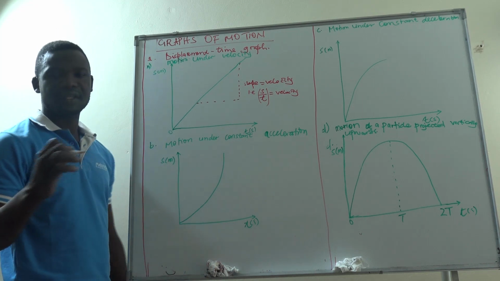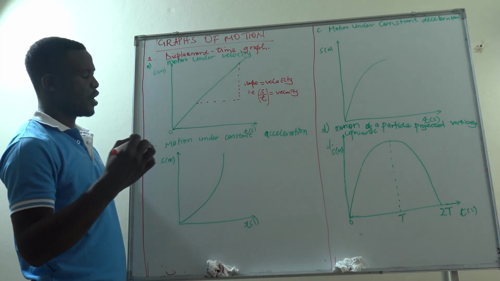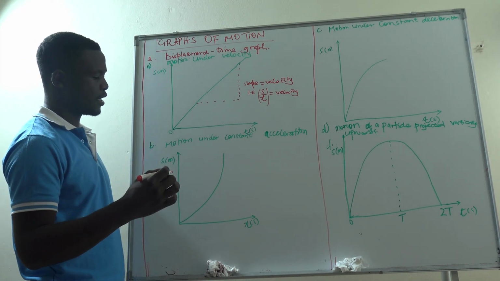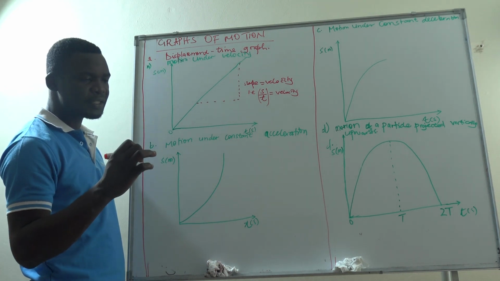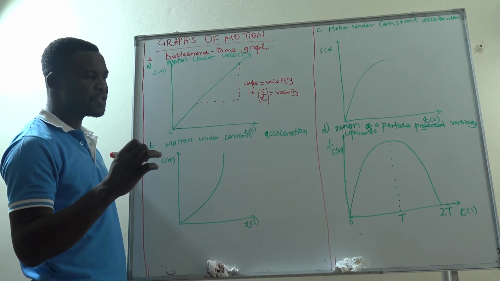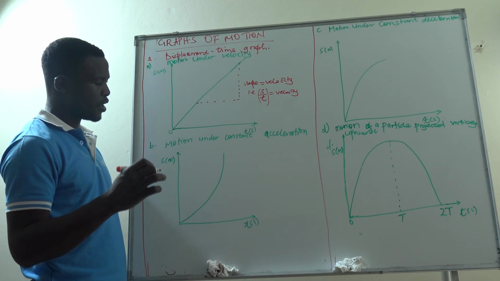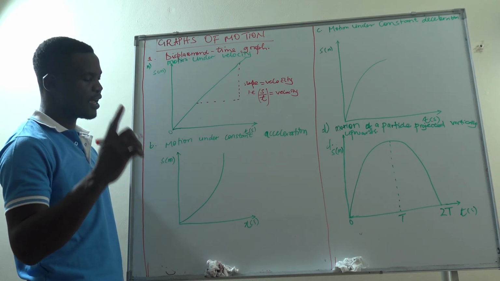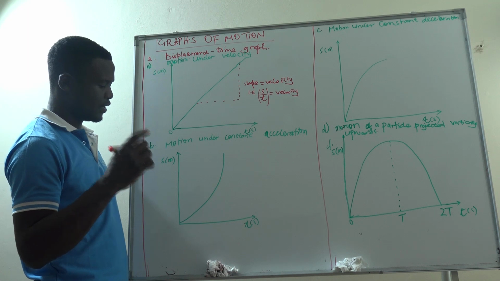Now, the second scenario, let's look at when a body has motion under constant acceleration. What do we mean by constant acceleration? When we say constant acceleration, it means that the change in velocity is 0. The moment we hear the word constant acceleration, that tells you that the change in velocity becomes 0.